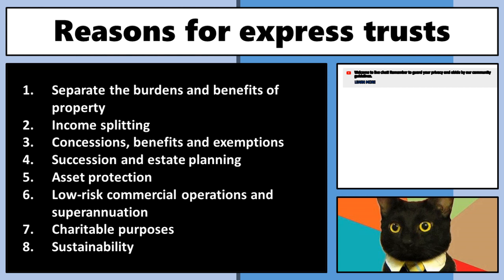Concession benefits and exemptions, often these are state benefits, but in terms of charitable trusts, you can also be exempt from income tax as well. Succession estate planning, inter vivos trust, particularly with corporate trustees. A trustee can and often is a corporation. Why would you want to have a corporation as a trustee and not a natural person?